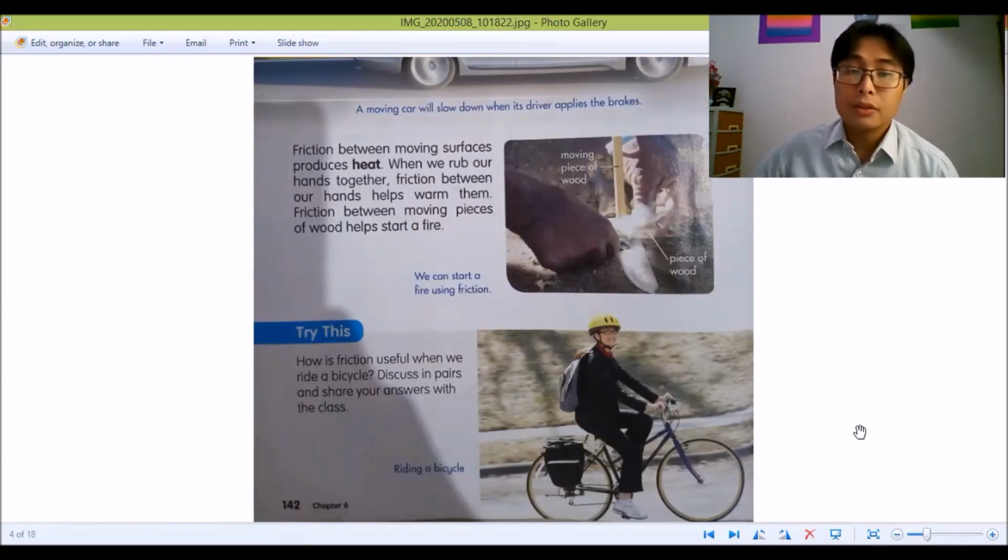How is friction useful when we ride a bicycle? Obviously, the wheels of a bicycle are also rough so that it will not easily slip on the ground. And it also uses brakes to stop and to slow down.